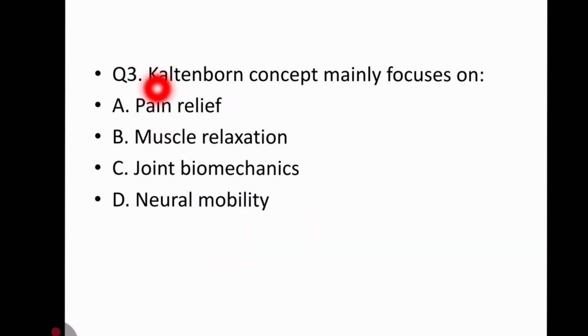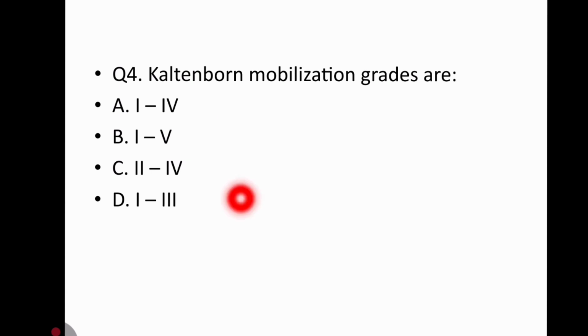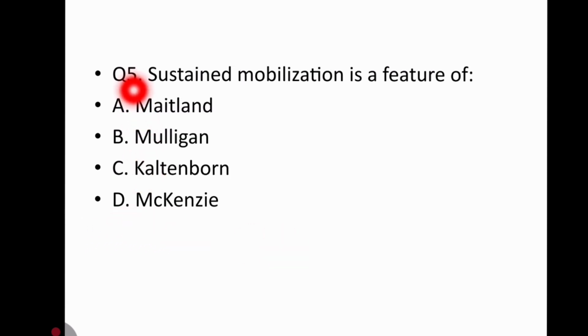Question number 3. Kaltenborn concepts mainly focus on option A, pain relief, option B, muscle relaxation, option C, joint biomechanics, and option D is neural mobility. Question number 4. Kaltenborn mobilization techniques or grades are 1 to 4, 1 to 5, 2 to 4, or 1 to 3. Question number 5. Sustained mobilization is a feature of Maitland, Mulligan, Kaltenborn, or McKenzie.